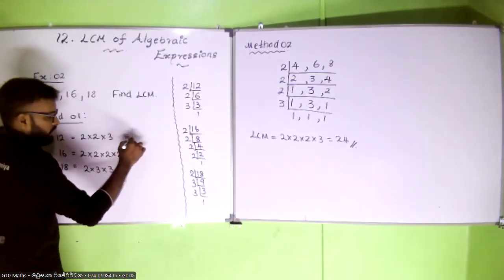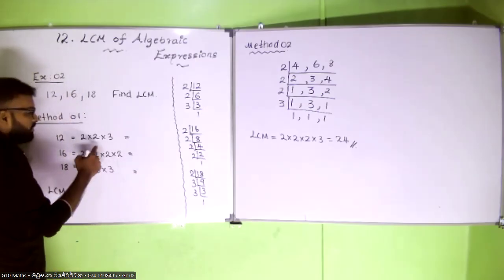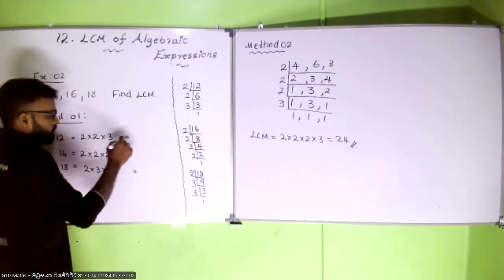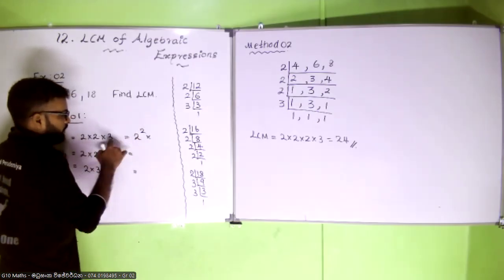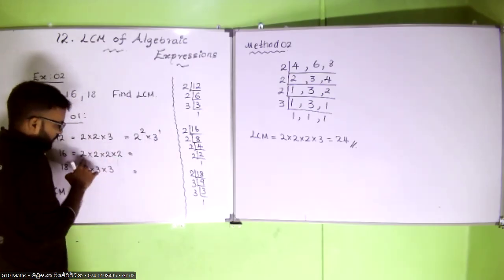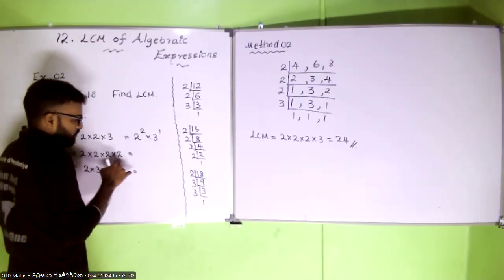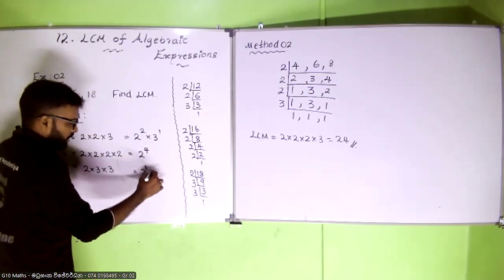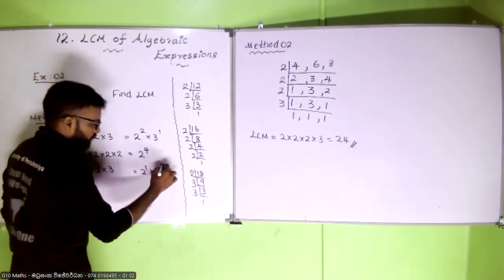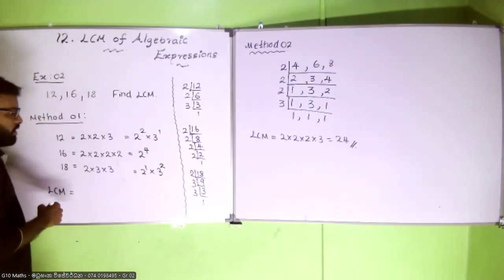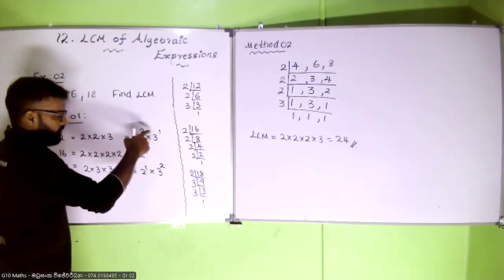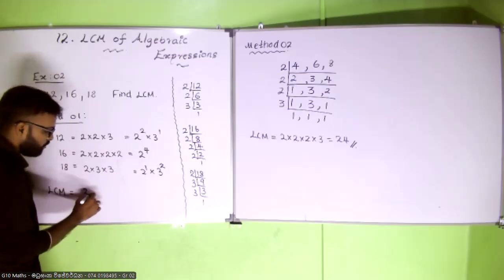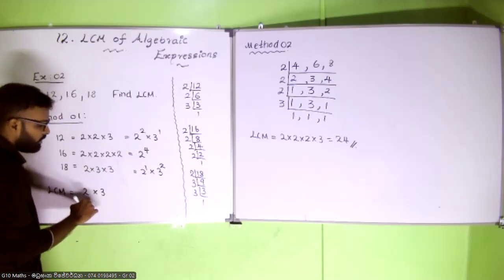So I can write this by grouping the factors together. 2 times 2 is 2 to the power 2, and here you have 3 to the power 1. Then 2 times 2 times 2 times 2 is 2 to the power 4. And 2 to the power 1 multiplied by 3 to the power 2. Done. So I have to select distinct factors first. The distinct factors are 2 and 3.